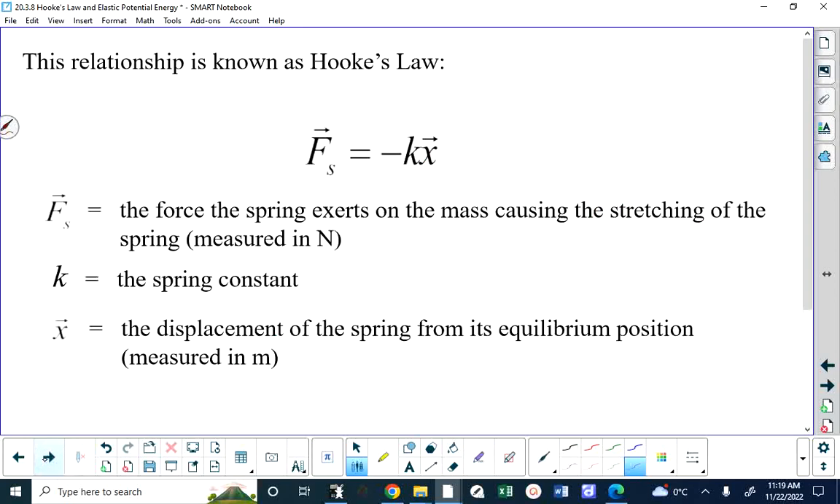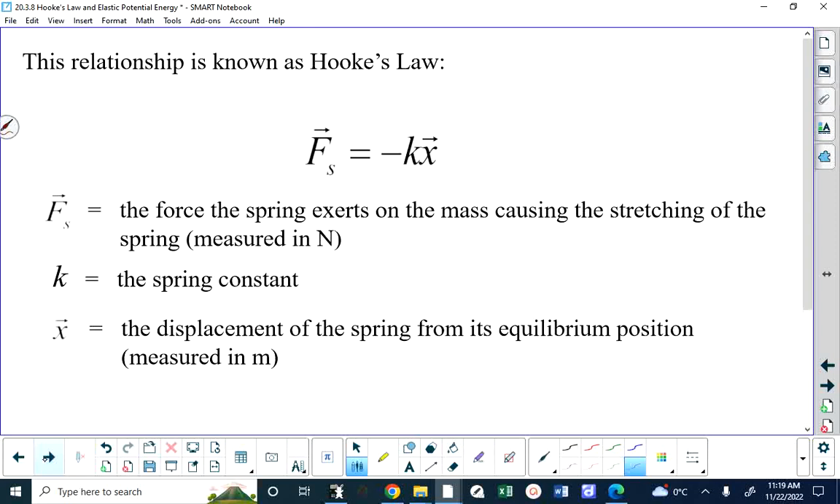There's a relationship, and this is the relationship. Fs is the spring force. We're going to change this subtly in a few minutes, but Fs in this formula, which is on your formula sheet under dynamics, is the force that the spring exerts on the mass.